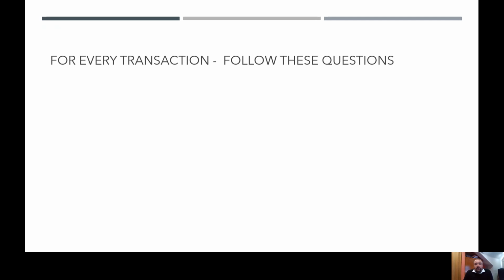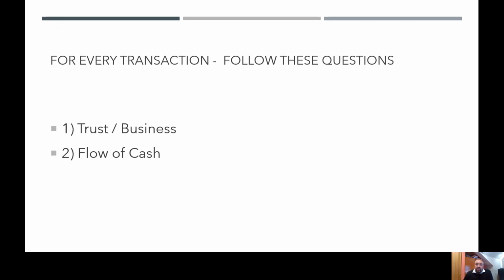Okay, so for every transaction, we're going to do a few transactions as an example now. For every transaction, follow these questions. First, you've got to ask yourself, is this a trust or a business transaction? In other words, are we going to work in our trust set of books or are we going to account for it in our business set of books? Then next, we've got to ask ourselves, is there a flow of cash or not? Does the transaction touch my bank account?